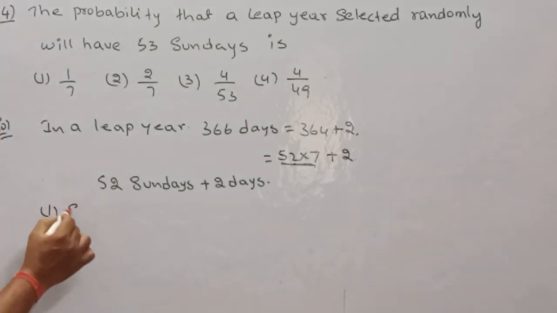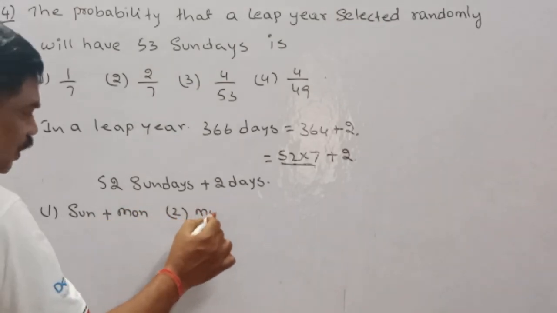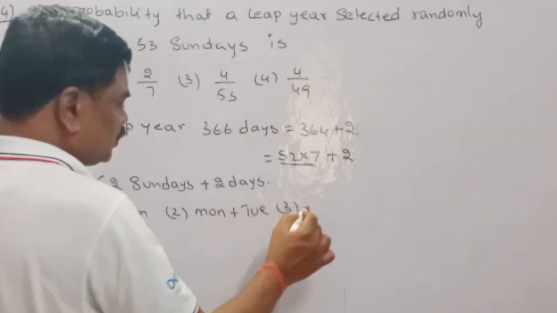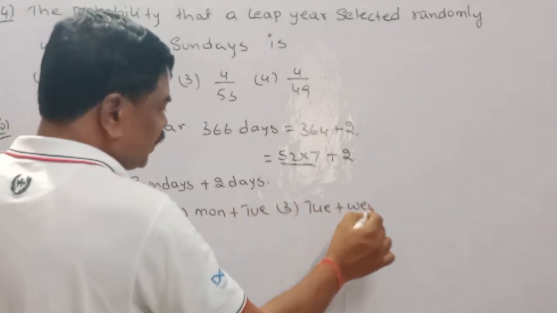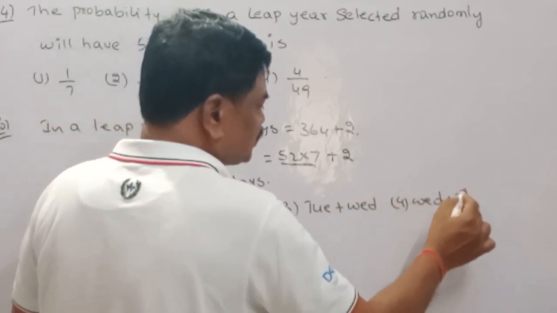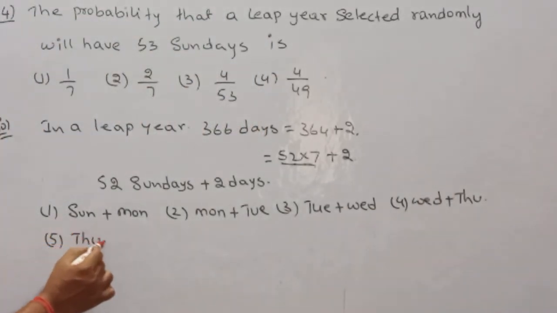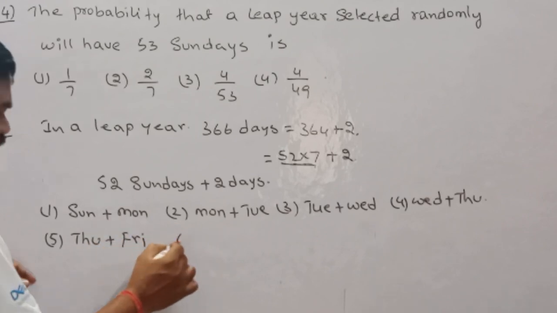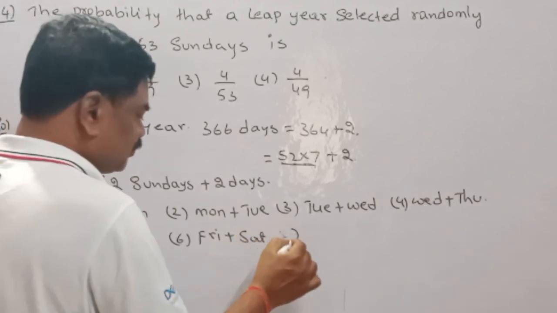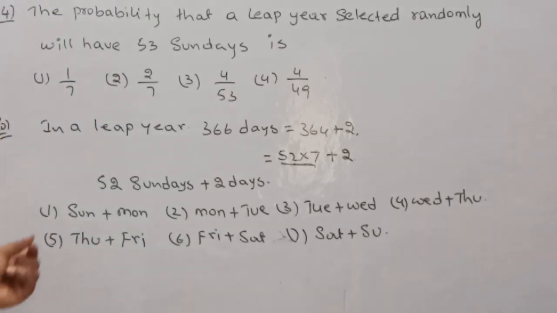First, Sunday plus Monday. Second, Monday plus Tuesday. Third, Tuesday plus Wednesday. Fourth, Wednesday plus Thursday. Fifth, Thursday plus Friday. Sixth, Friday plus Saturday. Seventh, Saturday plus Sunday. How many are favorable?